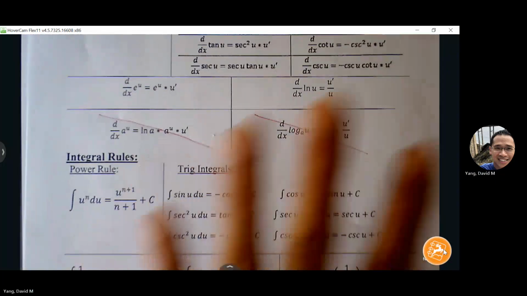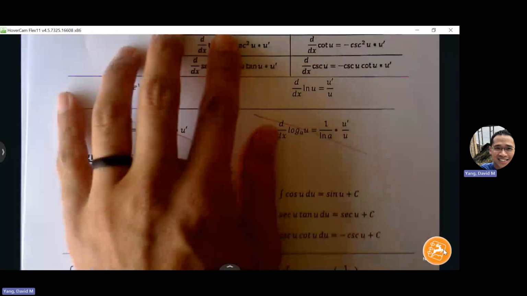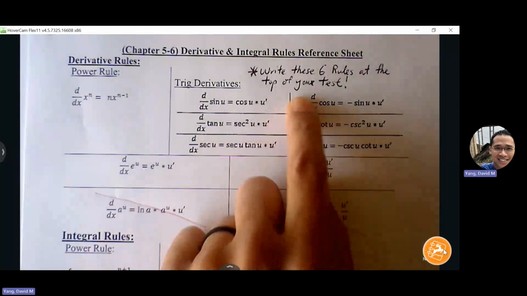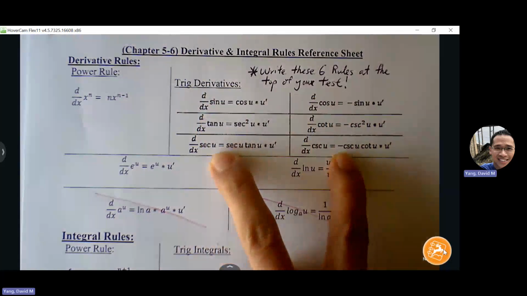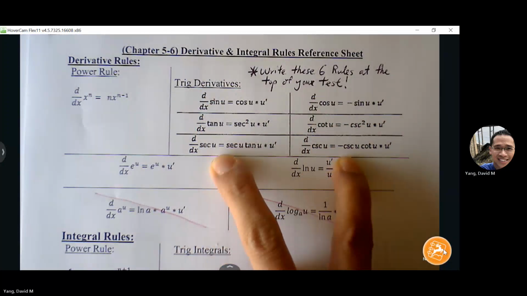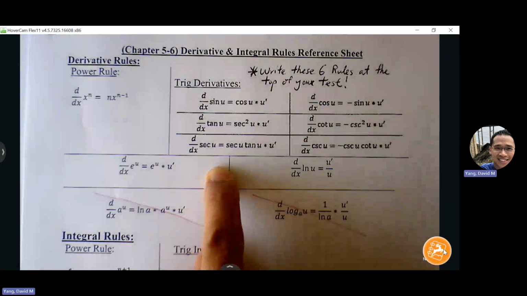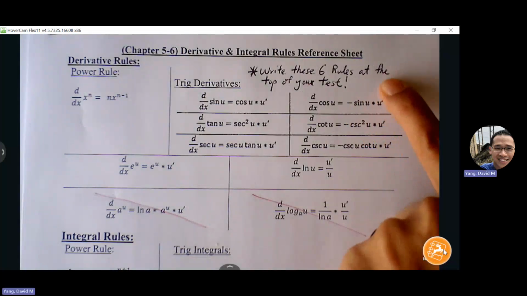I forgot to put this note at the top of your sheet, but I think this is always a good habit: whenever you get to a test, you write these 6 trig derivative rules at the top of your page. That way you have references not only to your derivative rules, but also to your trig integral rules. I think that's a really good habit, especially on the AP exam.